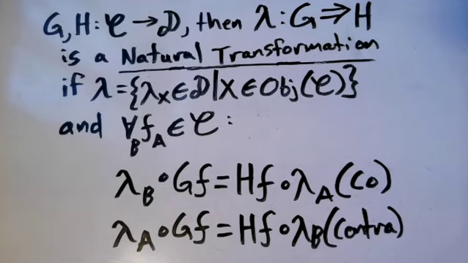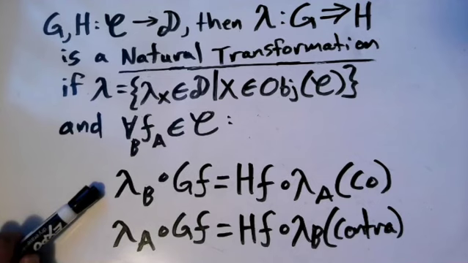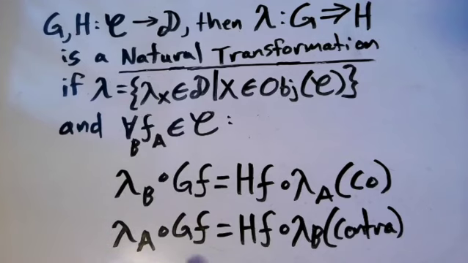Now that commutativity property is going to look different, obviously, whether we have a covariant functor or a contravariant functor. So in the covariant case, the commutativity property is exactly what we just saw. Lambda B after G of F equals H of F after lambda A. However, in the contravariant case, G of F is going to land us in G of A, so we would instead need to apply the component of A after. So we would have instead lambda A after G of F equals H of F after lambda B in the contravariant case.